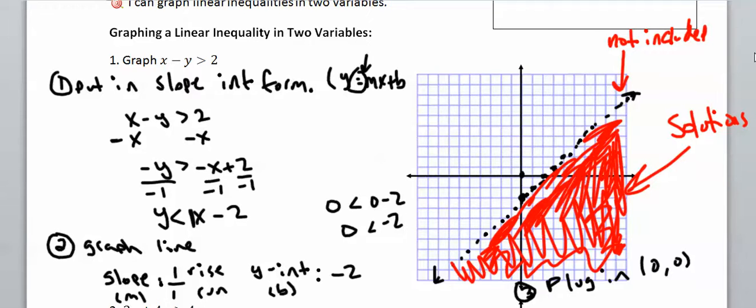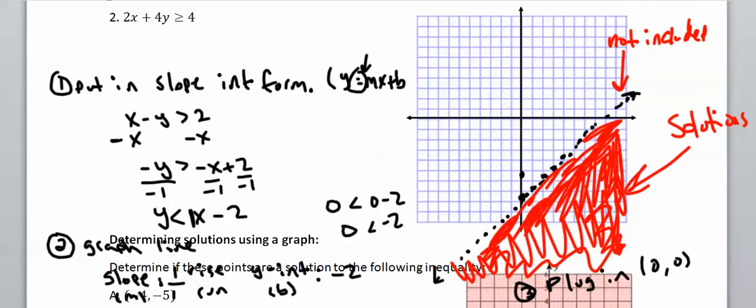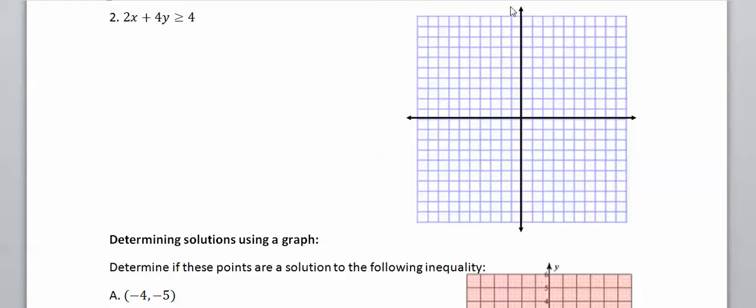All right, so second example. I want you guys to try this real quick on your own, and then we'll go over it. So pause the video, try to do this one on your own, see what you get.